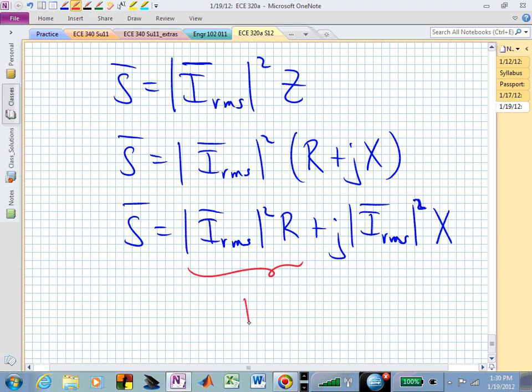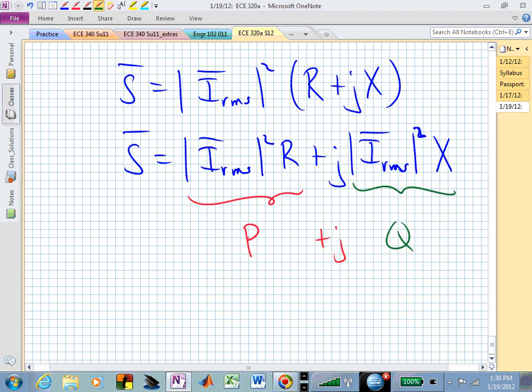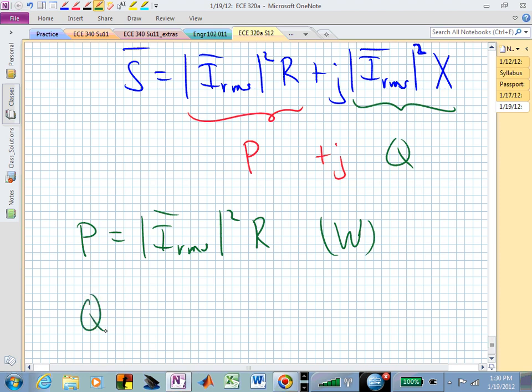This piece is the P piece, and that's the Q. And all of these say now that the average power is I RMS squared R, and that would be in watts. Q would be I RMS squared X in VARs.